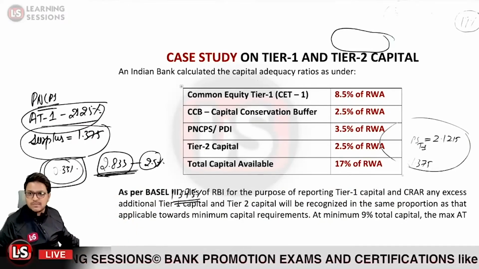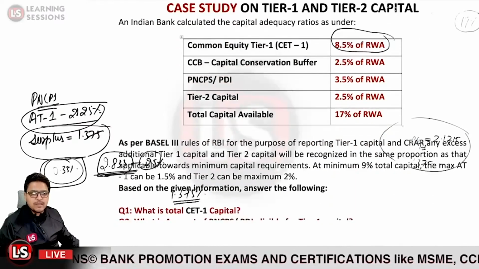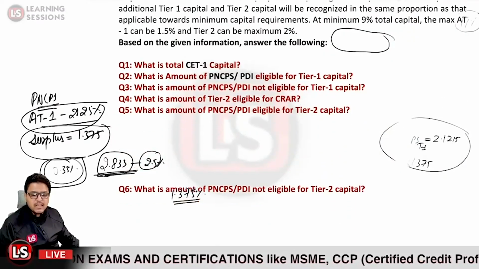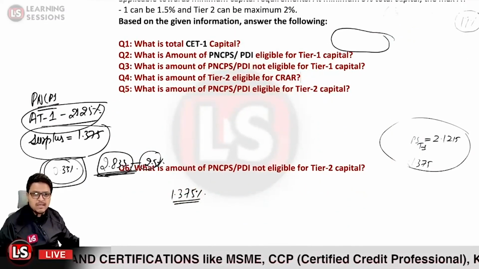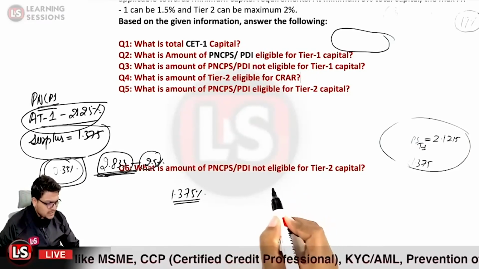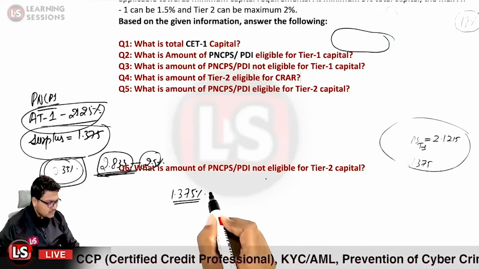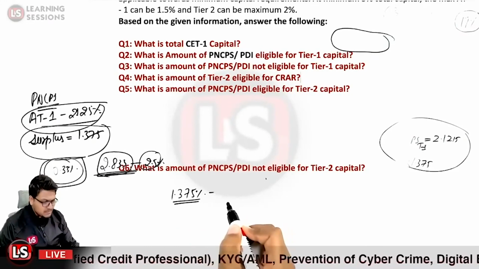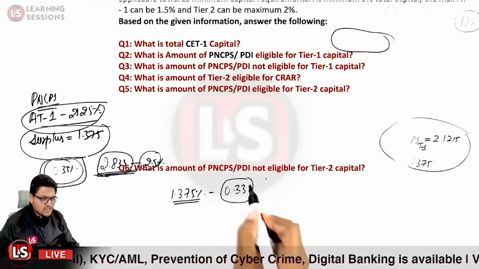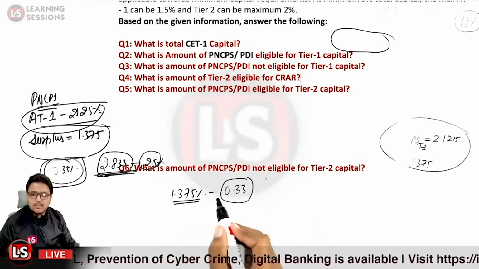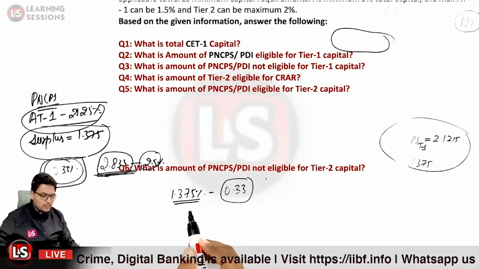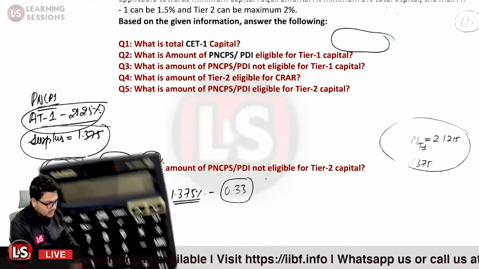That is, the 0.33% part will be taken from the surplus, and the part which will not be eligible for the tier 2 capital from the PNCPS or PDI would be how much? That would be basically the surplus, 1.375%, minus the 0.33, because this particular part is utilized for the tier 2 and the other one will not be used, because that would be an exceeding value, so we will not be utilizing that value over and above the 0.33.